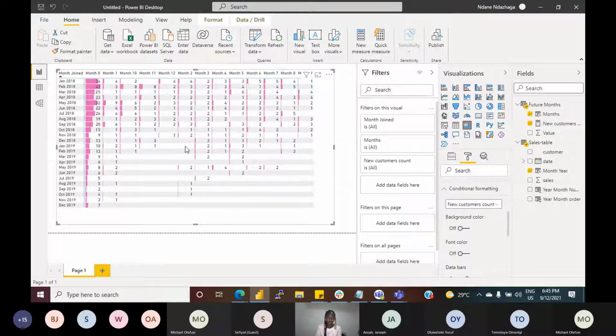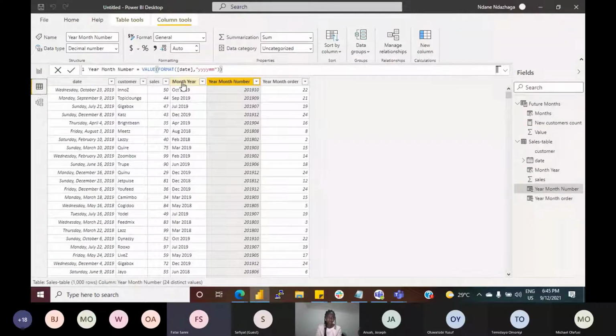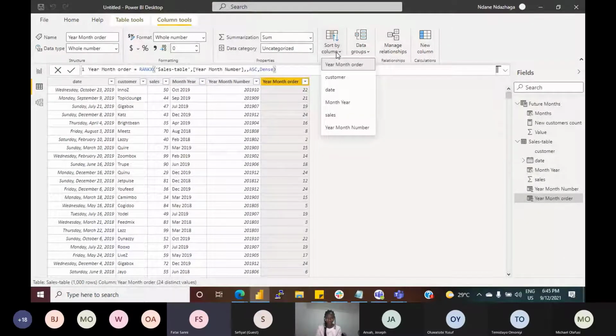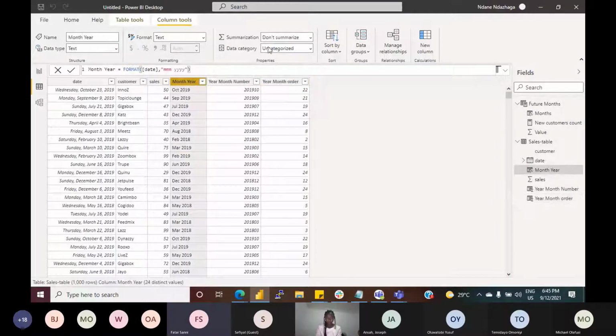I think you need to sort the year month order first. Which is the year month. No, the year month order, the last column. So I'm thinking you need to sort that first before then sorting the month year by. No, I'm saying like sort the year month order itself without sorting by any other column. You have to sort it by. So this is what you are using, like your month here is what you are using on your visualization.